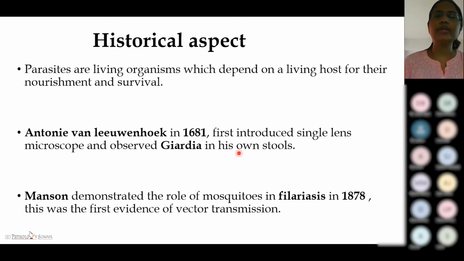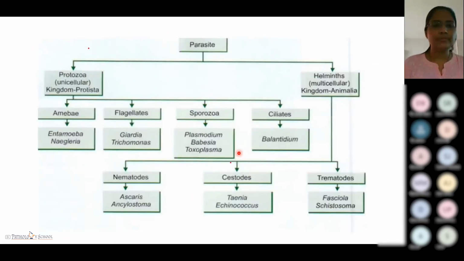Anthony van Leeuwenhoek in 1681 first introduced the single lens microscope and observed Giardia in his own stools, and Manson demonstrated the role of mosquitoes in filariasis, and that was the evidence of vector transmission.